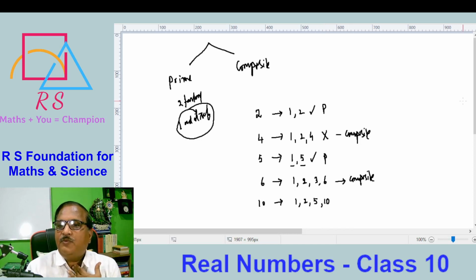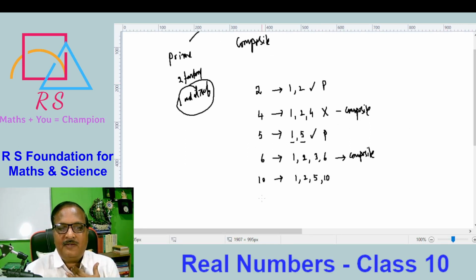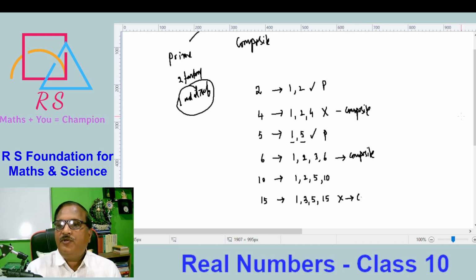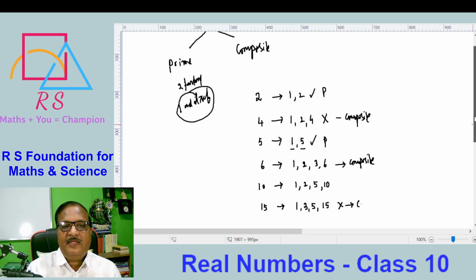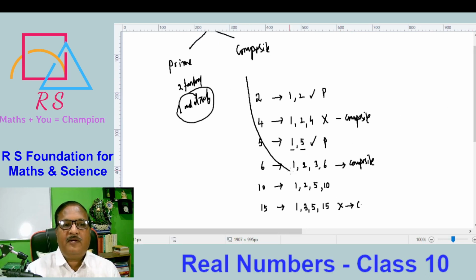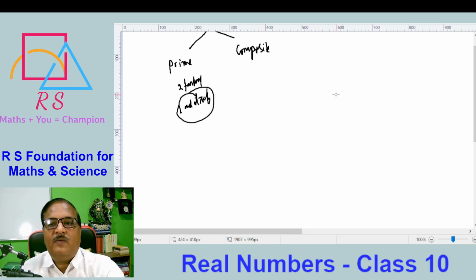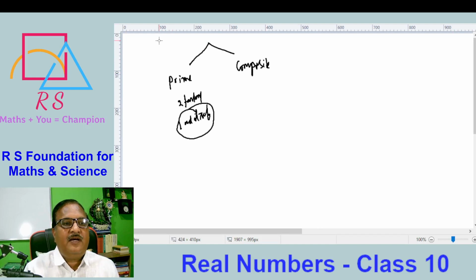Most of the people immediately, if it is 15, think that it is a prime number. Don't decide any number just like that. You just check how many factors are there. 3 is a factor, 5 is a factor, and 15 is a factor. So it is not a prime number. It is a composite number. So before you decide whether the number is a prime number or composite number, you should always check whether it is having two factors or not.